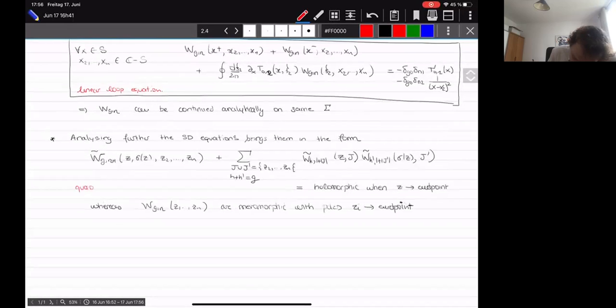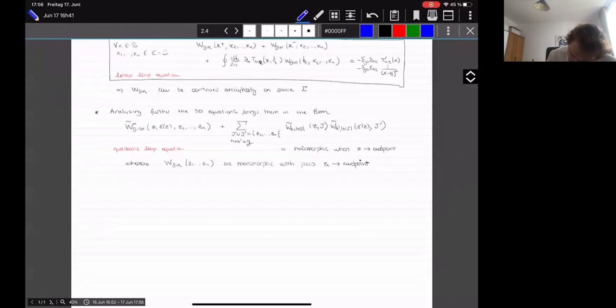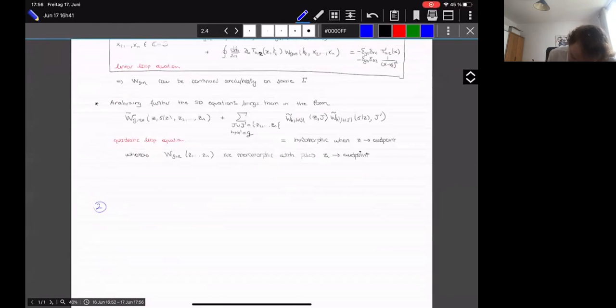So this is called the quadratic loop equation. And that will be our starting point. So that was one, and then two, I want to talk about abstract loop equations. Somehow the key point is that you only need to look at these linear loop equation and quadratic loop equation to be able to solve for WGN in good situations.